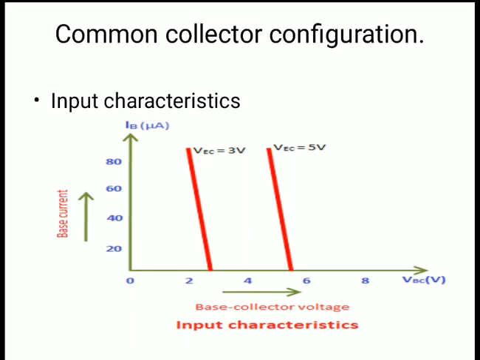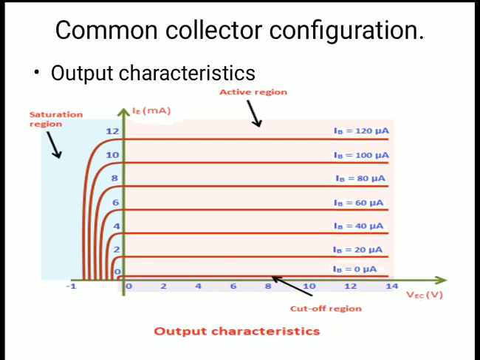That means IB will increase rapidly. And when we set VEC to 5 volts, we again get some reading. You can see in the characteristic we are getting a straight line, that is a rapid increase in IB. And IB, as I told you earlier, will be in microamperes. So this is the output characteristic. In the output characteristic we can see VEC and IE.